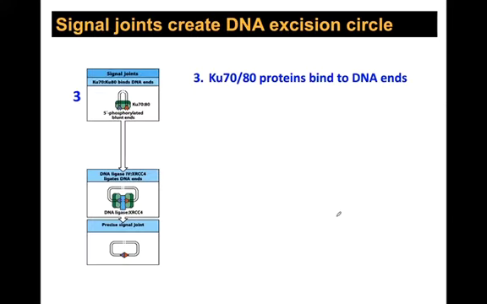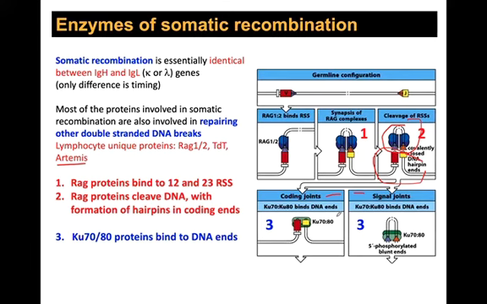Dr. Blattman, quick question. So the Ku70/80 is not a lymphocyte unique protein, it's a separate one. Yeah, it's just a normal DNA repair enzyme that's expressed in many cells. Okay, all right, thank you.